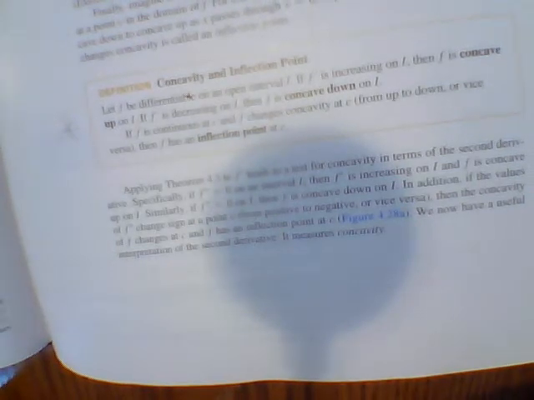If f prime is increasing on the interval, then f is concave up. Once again, if our values are relating in here, then we have our concavity. When f prime is decreasing, then we're concave downward. So once again, they're talking about how this slope happens and how it goes. Then we start talking about our inflection points in here.